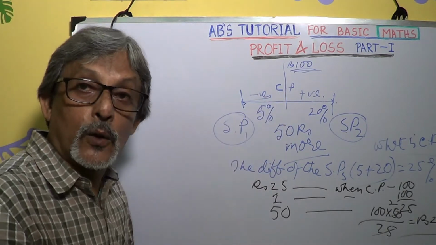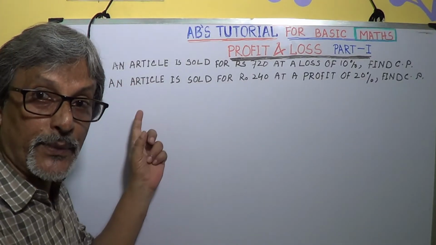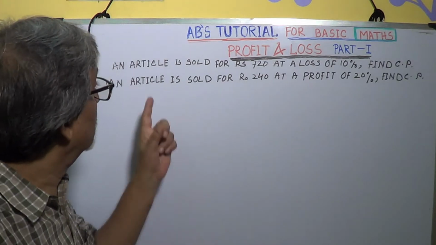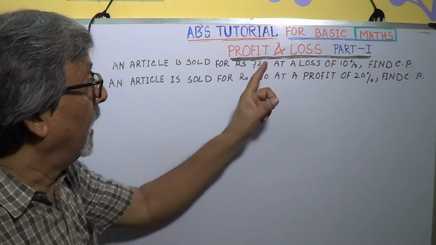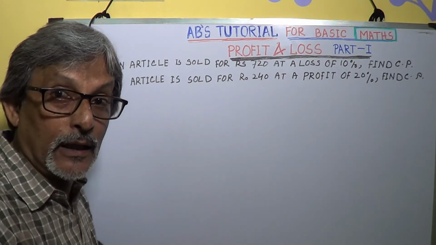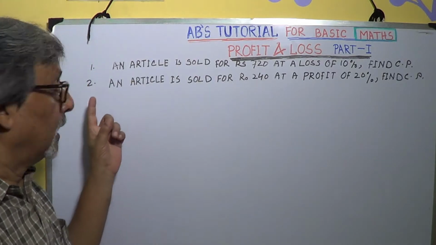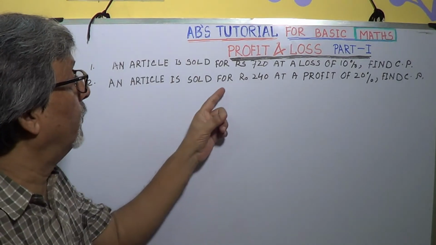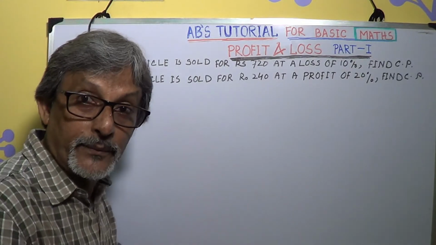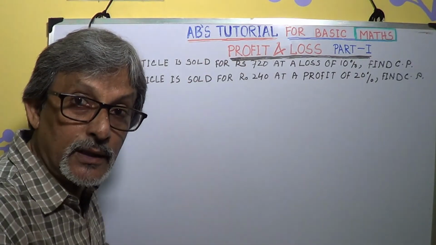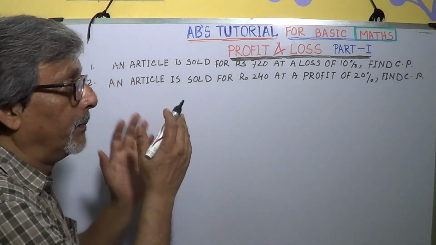Okay friends, so let us go to our problems. Here we have two problems. Number one: an article is sold for rupees 720 at a loss of 10%. Find CP, this means cost price. And number two: an article is sold for rupees 240 at a profit of 20%. Find CP. So from our previous discussion, let us analyze problem number one.